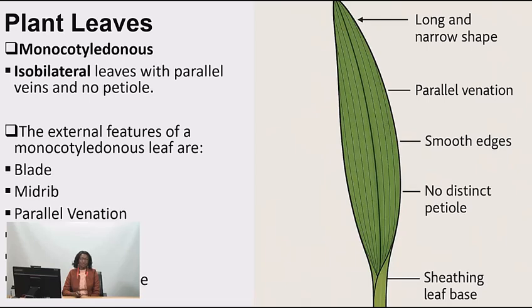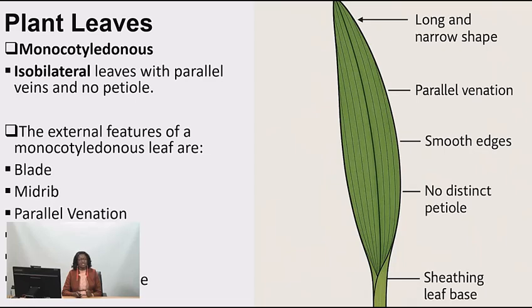So today we are only going to talk about one plant organ, the leaves. Since you know we have 2 types of plants, the monocotyledonous and the dicotyledonous. The mono means one, which means one seed formed from a seed that cannot be broken into 2. The di means the seed can be broken into 2. So the monocot leaf is isobilateral with parallel veins, and they have no petiole.